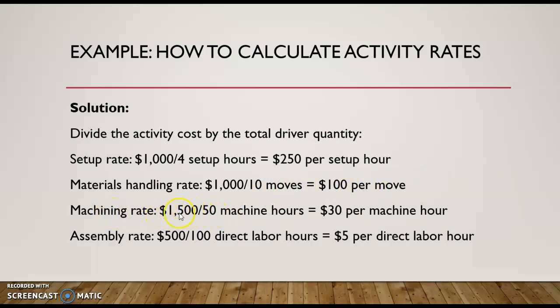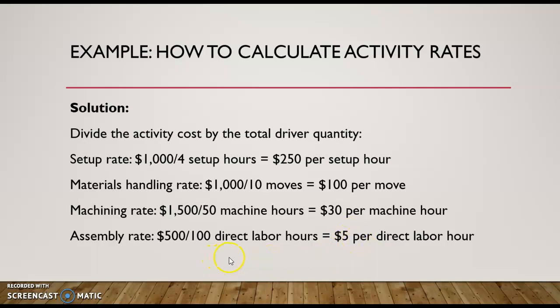Machining, if that was 1,500 divided by 50 machine hours, is $30 per machine hour. So we would have to see how many machine hours that particular job needed, and we would multiply it by 30 to apply the ABC overhead for that job. The assembly is 500 divided by 100 direct labor hours, so that's $5 per direct labor hour. And we would just see how many direct labor hours that job needed, multiply it by 5.